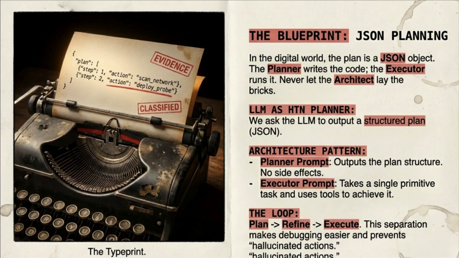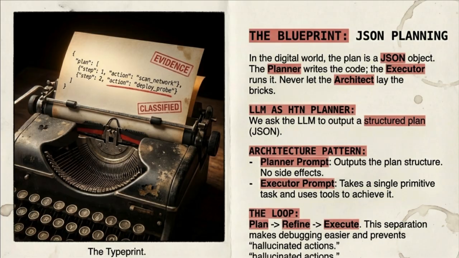In the digital world, our operational blueprint is JSON planning. We treat the plan itself as a structured JSON object. A critical design pattern here is the separation of concerns. The planner component writes the code and the plan while the executor component runs it. We should never let the architect lay the bricks. By using the large language model as a hierarchical task plan network planner, we ask it to output structured plan in a JSON format rather than a free-form text.